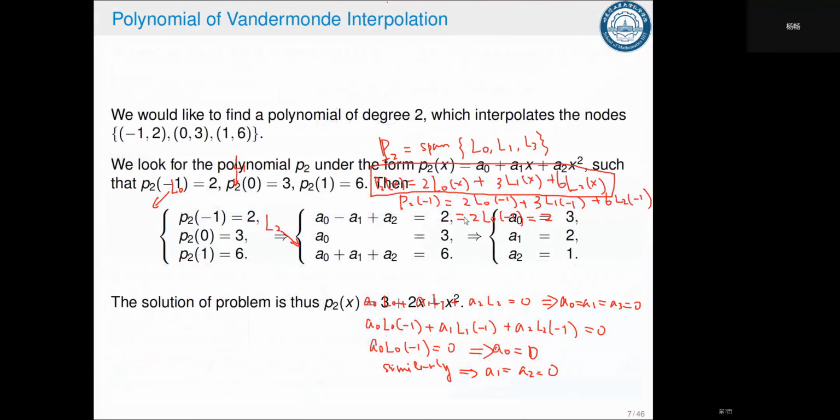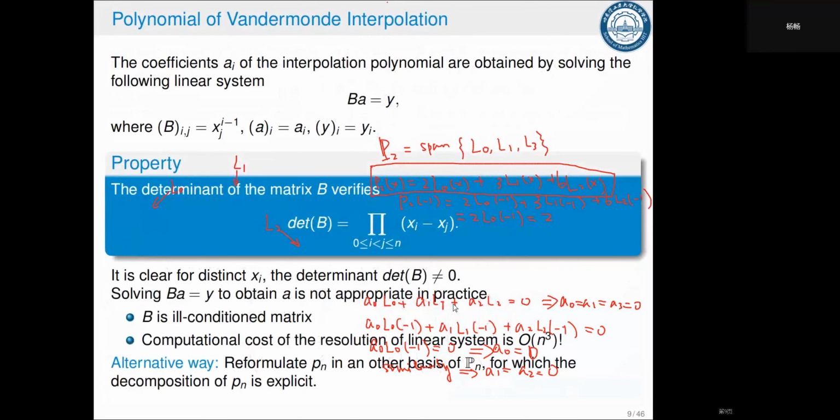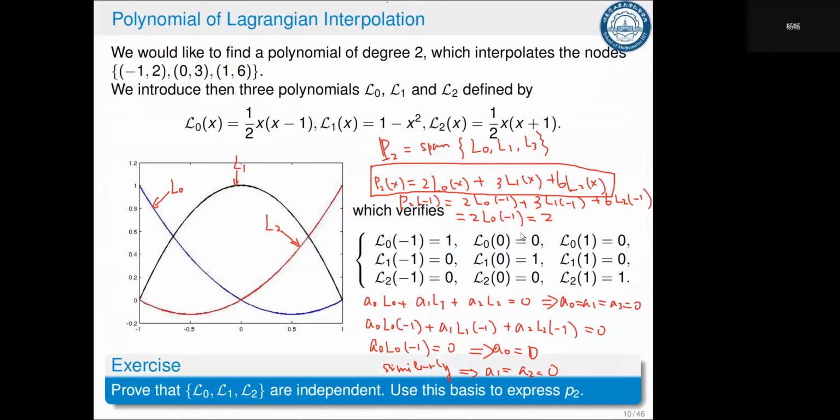So you see from this page, we get P2(x) is equal to 3 plus 2x plus x squared. That polynomial is equivalent to 3 plus 2x plus x squared. They are the same thing, except that they take different forms. But essentially, they are exactly the same thing.